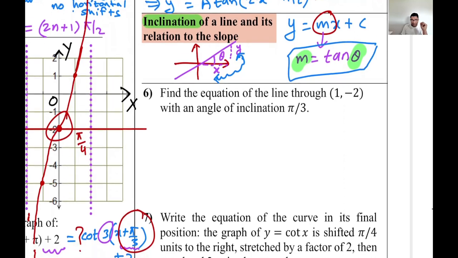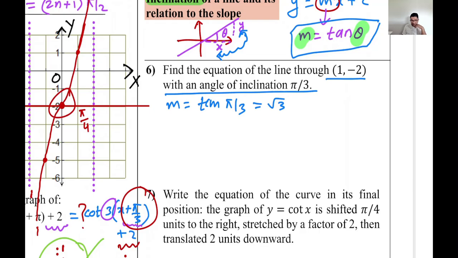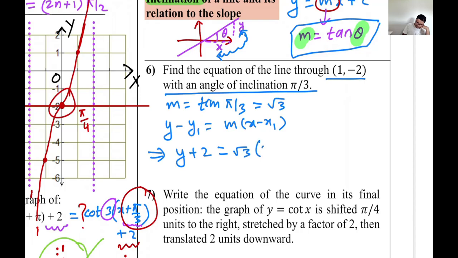So here's the question. Find the equation of a line through 1, minus 2 with an inclination pi over 3. So that means your slope m is tan pi over 3, which is under root of 3, and the point is 1 comma minus 2. So y minus y1 equals m times x minus x1. Plug in. You get y plus 2 equals under root 3 times x minus 1.